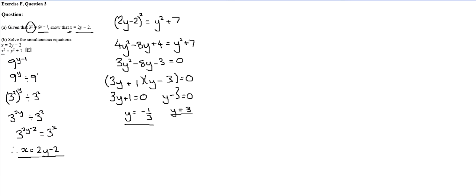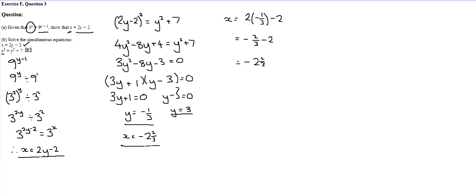So which of these are the easiest to use? Clearly this one here. So x is double the y value. Let's start with the first one, the more complicated one, and then take away 2. So 2 lots of minus 1/3 is minus 2/3. Take away another 2, and that's just minus 2 and 2/3. So when y is minus 1/3, x is minus 2 and 2/3.